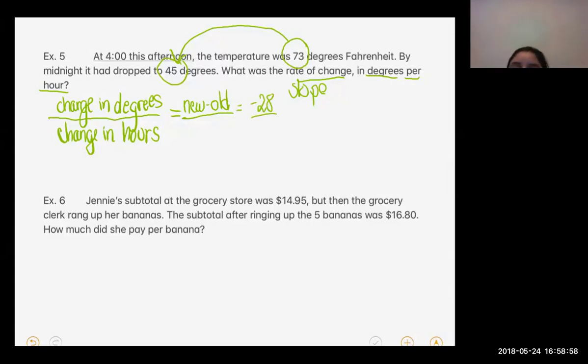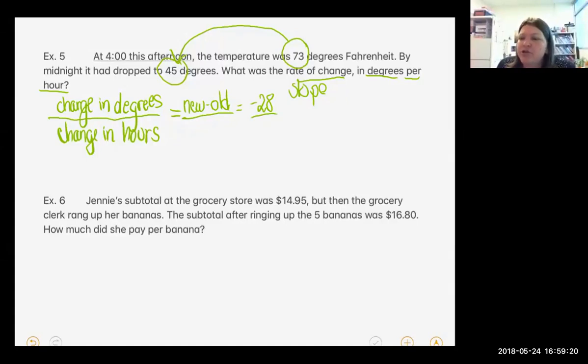So tell me why my temperature change is negative. Why do you think my change is negative degrees? Because it has dropped. Exactly, my temperature dropped. So even if you subtracted in the opposite order, I would expect you to realize, oh, hey, my temperature dropped, it went down 28 degrees. Brilliant. Now let's think about our change in hours.